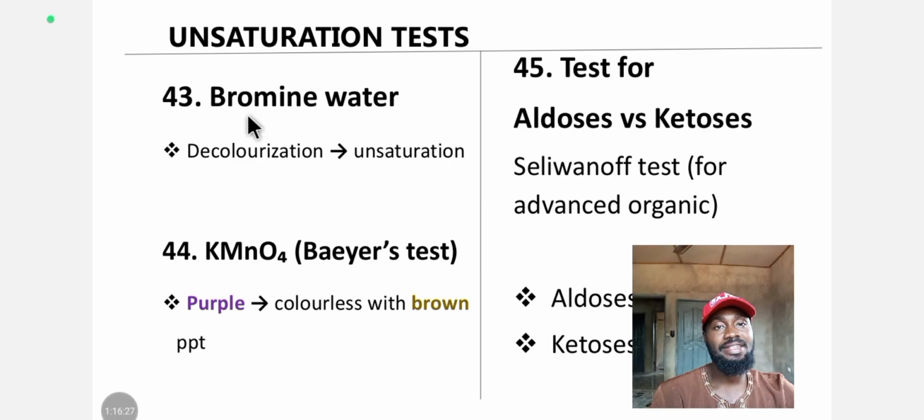Unsaturation test. On the left hand side of the table we have number 43, bromine water. Decolorization of bromine water indicates the presence of unsaturated hydrocarbon. Then number 44, still on the left hand side of the table, we have potassium tetraoxomanganate VII, which is the Baeyer's test. We have done this before. So when the purple color later turns colorless with brown precipitate, just know that unsaturated hydrocarbons such as ethene are present.